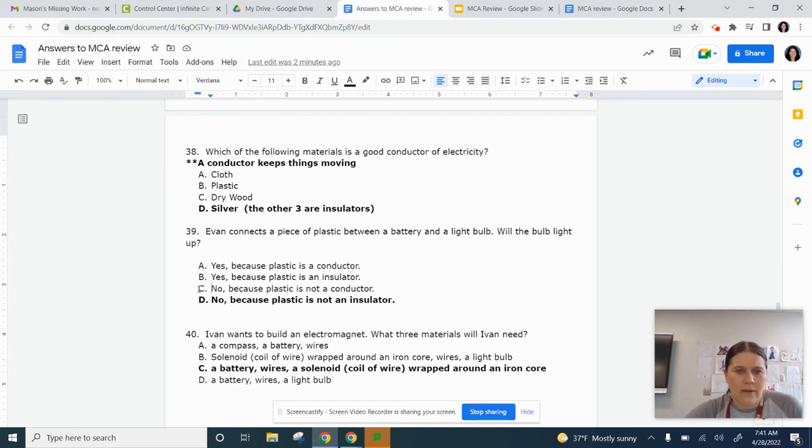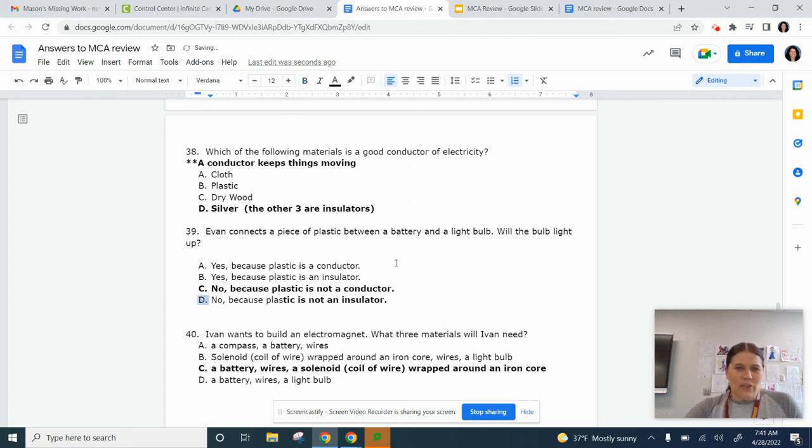I accidentally put the wrong one here. No, because it's not a conductor. Sorry about that. 39 should be C. My apologies. Got a little quick this morning. Since I didn't know I was going to be gone, I'm moving too fast. So 39, Evan connects a piece of plastic. Will the light bulb light up? No, because plastic is not a conductor. So 39 is C.